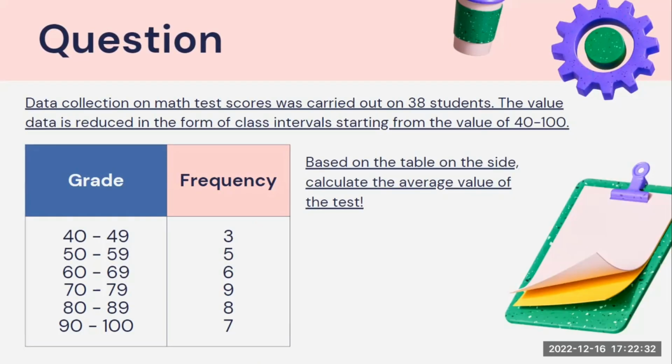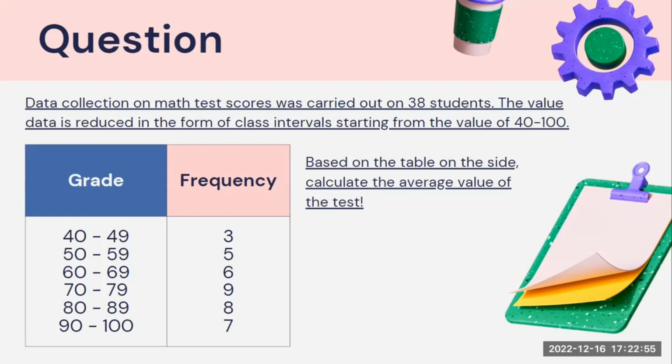So, here we can see that there is already a question. Next, let's talk about the question. Data collection on math test course was carried out on 38 students. The value data is reduced in the form of class intervals starting from the value of 40 until 100.